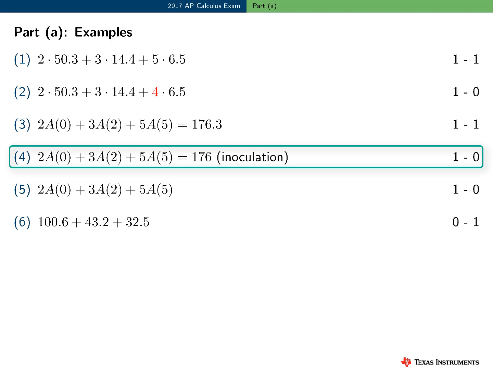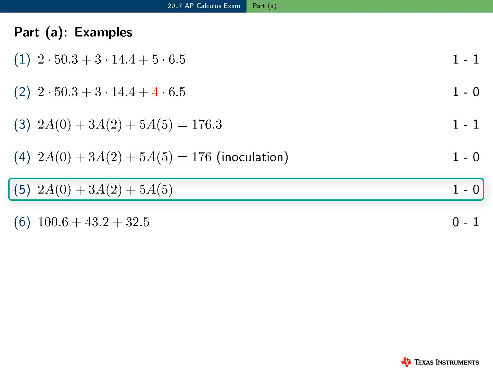In the next example, the student has conveyed the correct left Riemann sum and earns the first point. However, the numerical approximation is not presented with the required degree of accuracy. They would not earn the second point, but they would not be penalized again in this problem for a similar decimal presentation error.